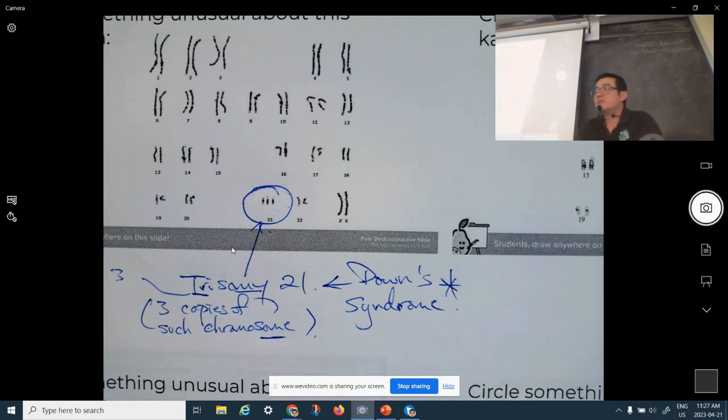When you refer to test, you mean like our next week test? Yes. So does the person with Down syndrome carry the trisomy 21 in all of their cells? Yes.